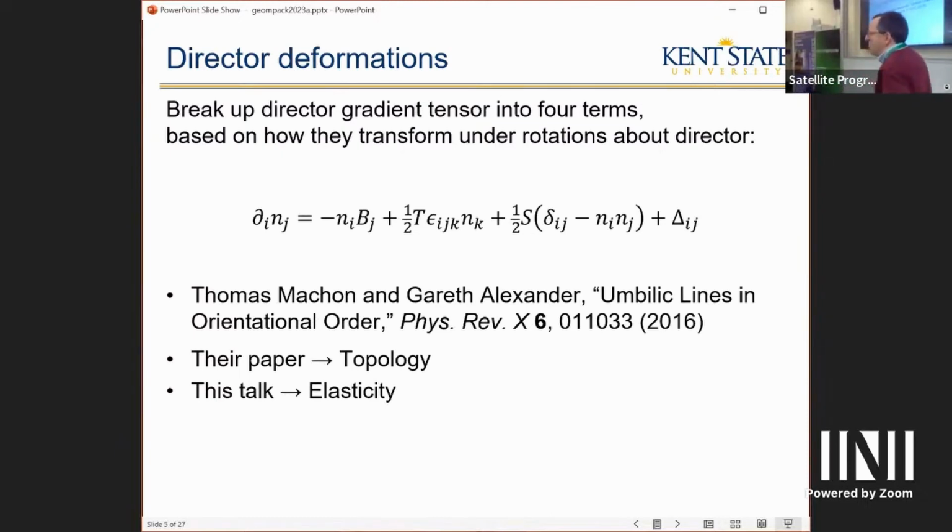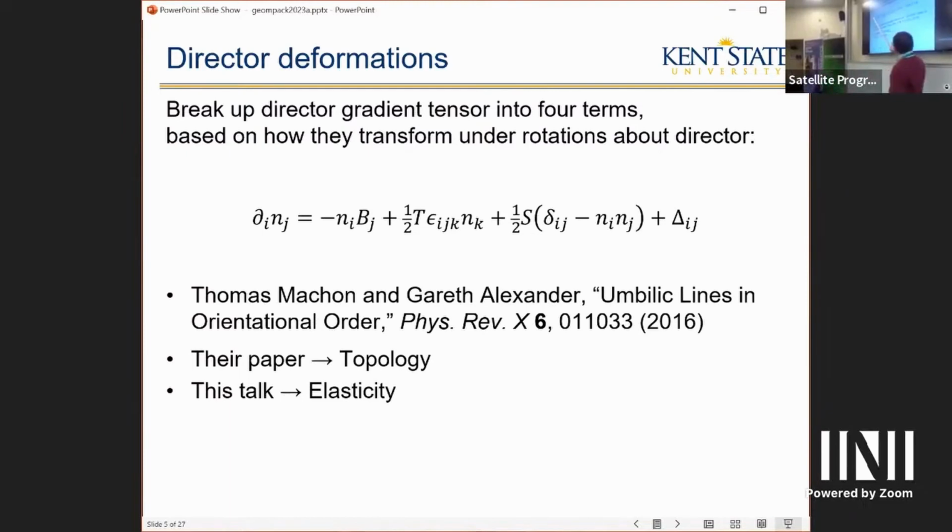But, all right, so the way I want to present it to you is based on this mathematical construction here, which starts with the tensor of all possible derivatives of the director field. Okay, and so this is some 3 by 3 that shows how nx, ny, and nz can vary as a function of x, y, and z.